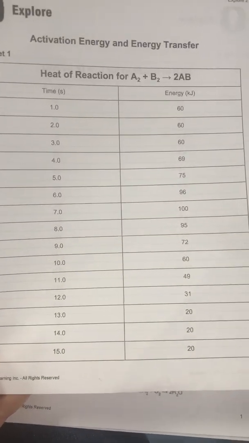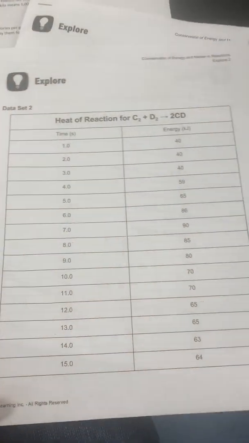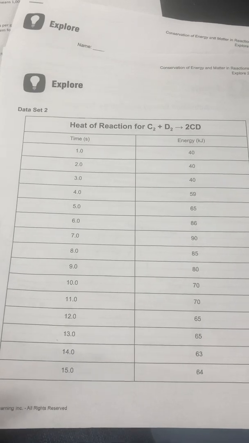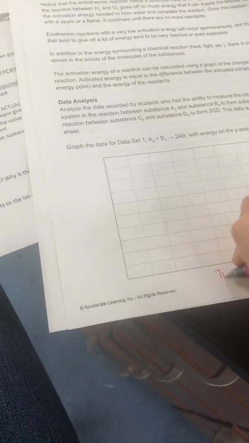There is a data set for A2 plus B2 goes to 2AB, and then a data set for C2 plus D2 goes to 2CD. So you're gonna graph two separate graphs. And when you make your graphs, the thing that I see students struggle with the most is making the intervals. So your x-axis should be your time.